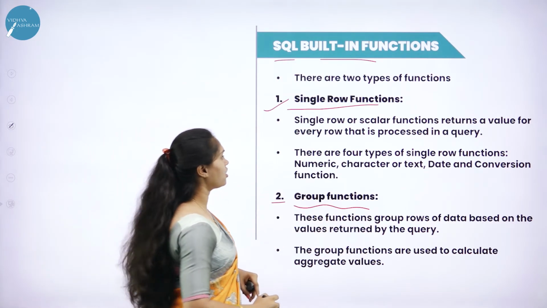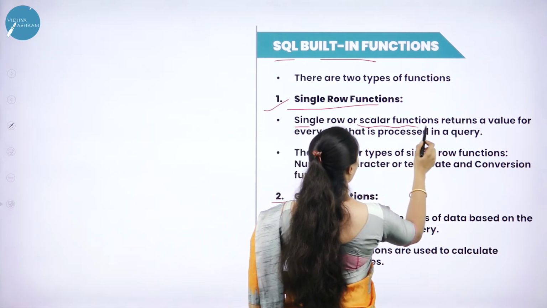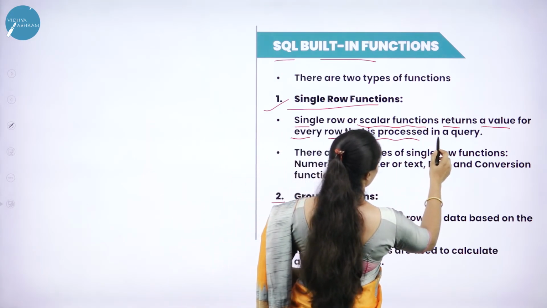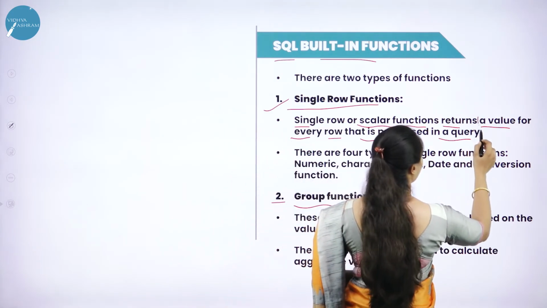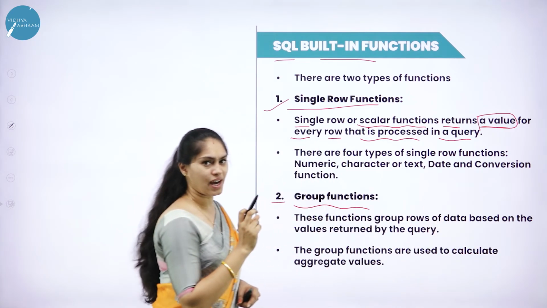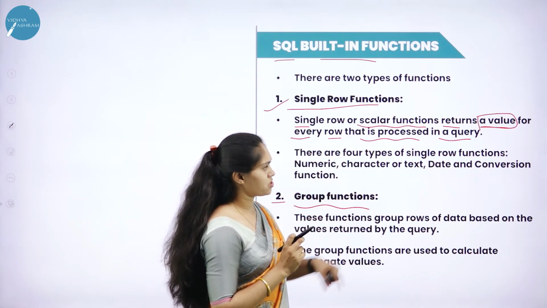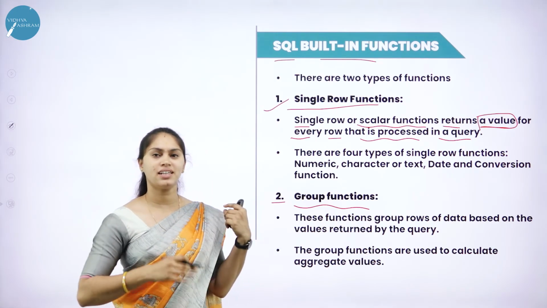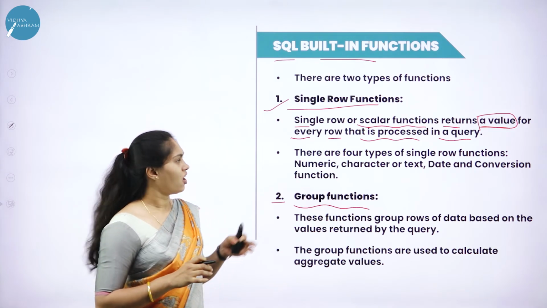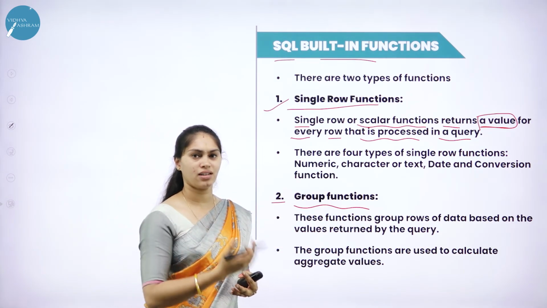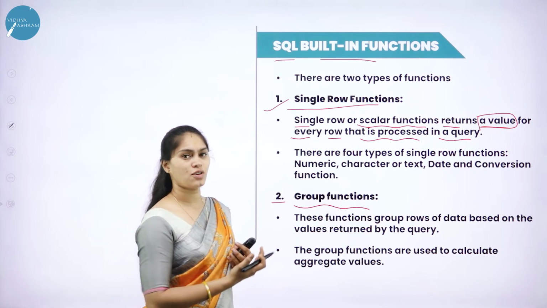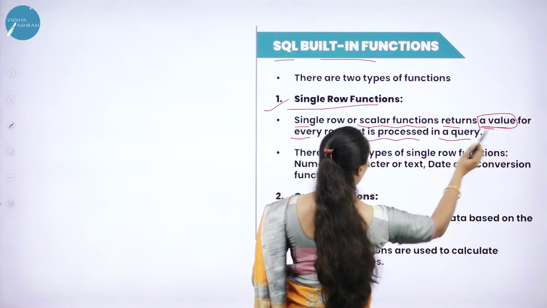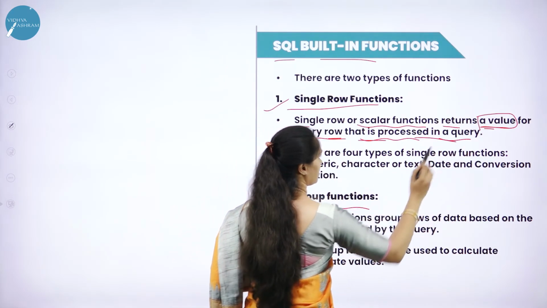When it comes to single row function, single row or scalar functions return a value for every row that is processed in a query. That means it returns a single value for every row processed in a query. For example, select star from employee. At that time it will process all the rows, right? Or it will give all the rows. That means we are dealing with a single row or scalar function. It returns a value for every row that is processed in a query.